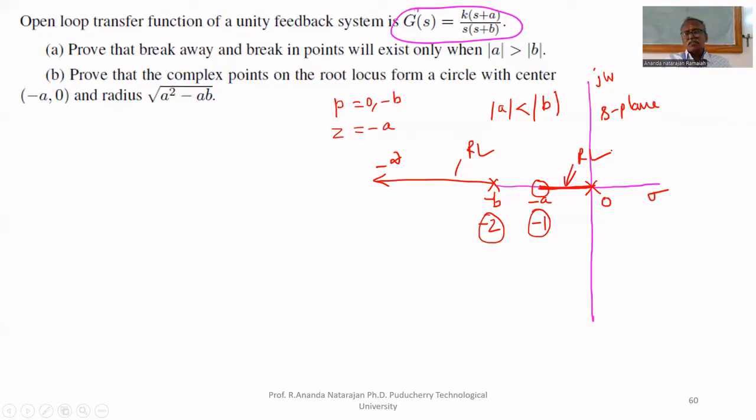This is a 2 marks question. If they ask, with modulus of A less than modulus of B, this is the root locus. Sum is over. So draw a rough root locus branch for a given sum means you have to draw like this. But if modulus of A is greater than modulus of B, what will happen?